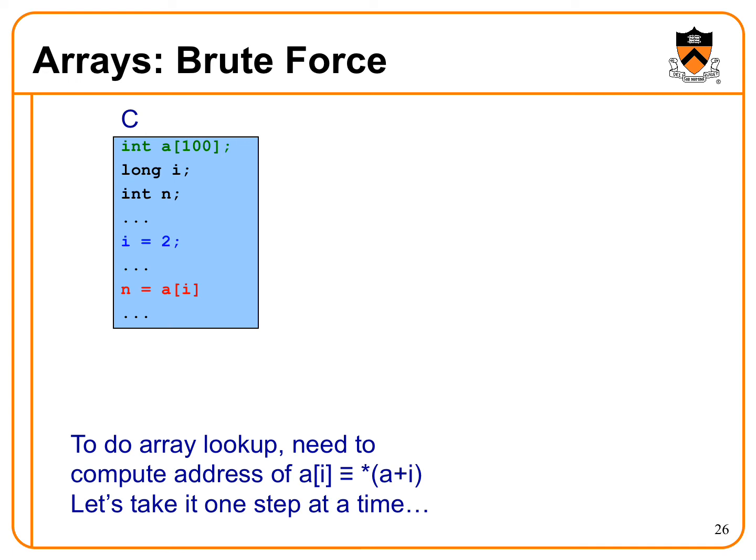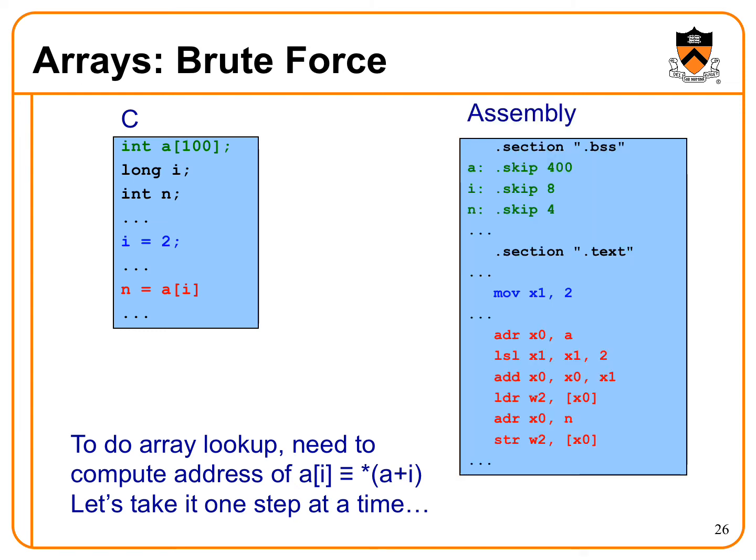So let's look at the BSS section. The array has no initial values, so it's in the BSS. It's 100 ints, so that's 400 bytes. I is a long, so it's 8 bytes, and n is an int, so 4 bytes. Now let's go to the array code.